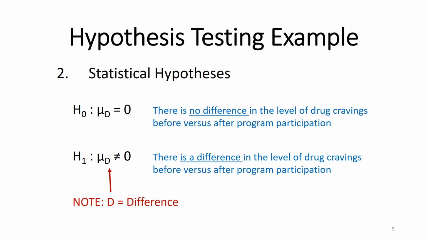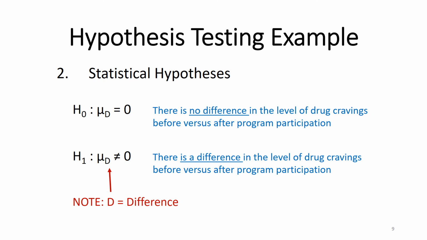We move down to the alternative or research hypothesis. Now it's simply that the mu of D does not equal 0. So that would conclude that there is a difference in the level of drug cravings before versus after program participation. And I make a note down at the bottom here. Even though this particular example does talk about drug cravings, that D does not stand for drug, it stands for difference. So no matter what paired t-test you're doing, the statistical hypotheses will look just like what you see on this slide. All right, let's go ahead and move on to our next step.